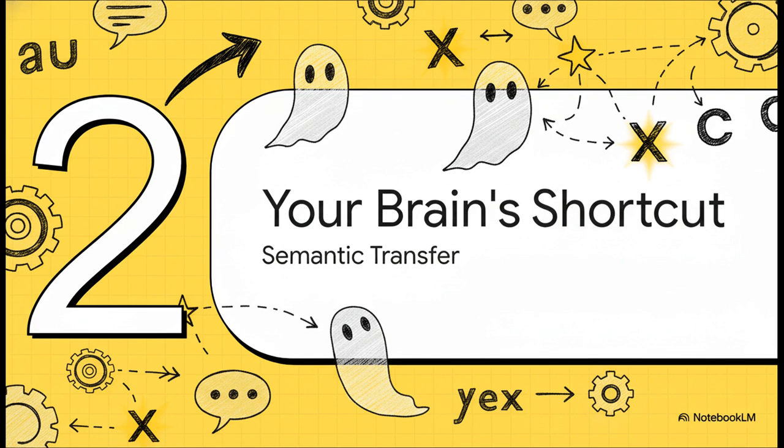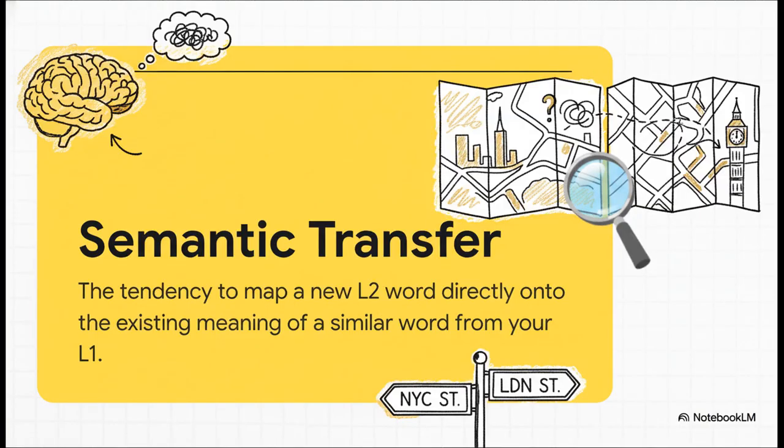Now, this one concept explains so much about the whole language learning journey. It's like the ghost in the machine, the thing that causes all those predictable mistakes. And you know what? Understanding it is the key to finally beating it. So, what is this thing exactly? Well, think of semantic transfer as your brain trying to be, well, lazy, but in a smart way. It's trying to be efficient.